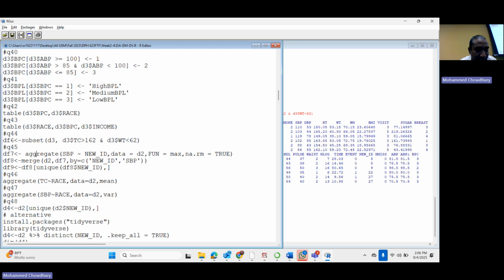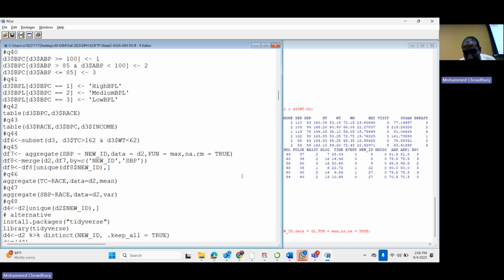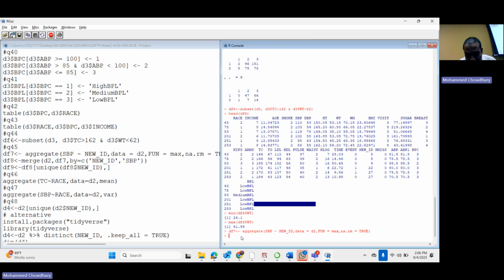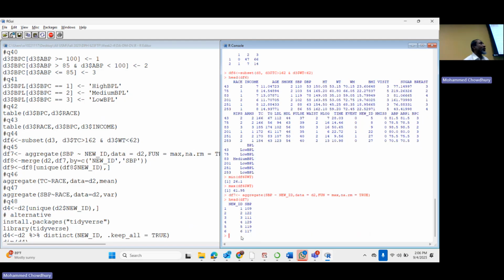So now take a look at that. And if you write it in here, DF7, and then DF7 head, this is the data. Okay. So this ID number 1 has maximum 109. ID number 2 has 122. See, this is the new ID.